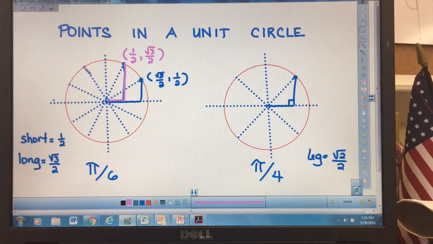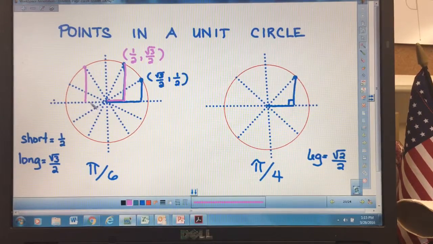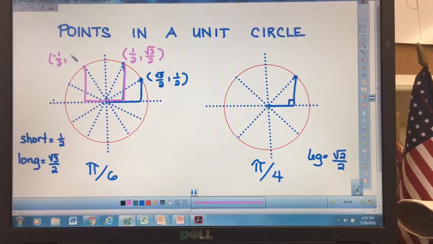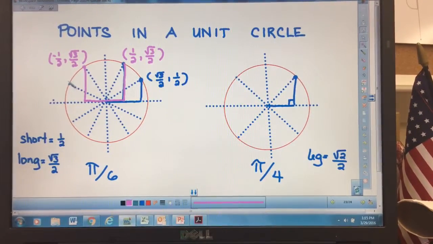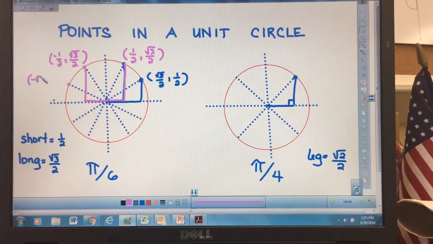This point right here, you have a Y that's a longer leg and an X that's negative but short. So this one will be a negative 1/2 for the X and a positive square root of 3 over 2 for your Y. And you can keep doing that. For this one, the X will be a negative square root of 3 over 2, and the Y will be a positive 1/2, and so forth.